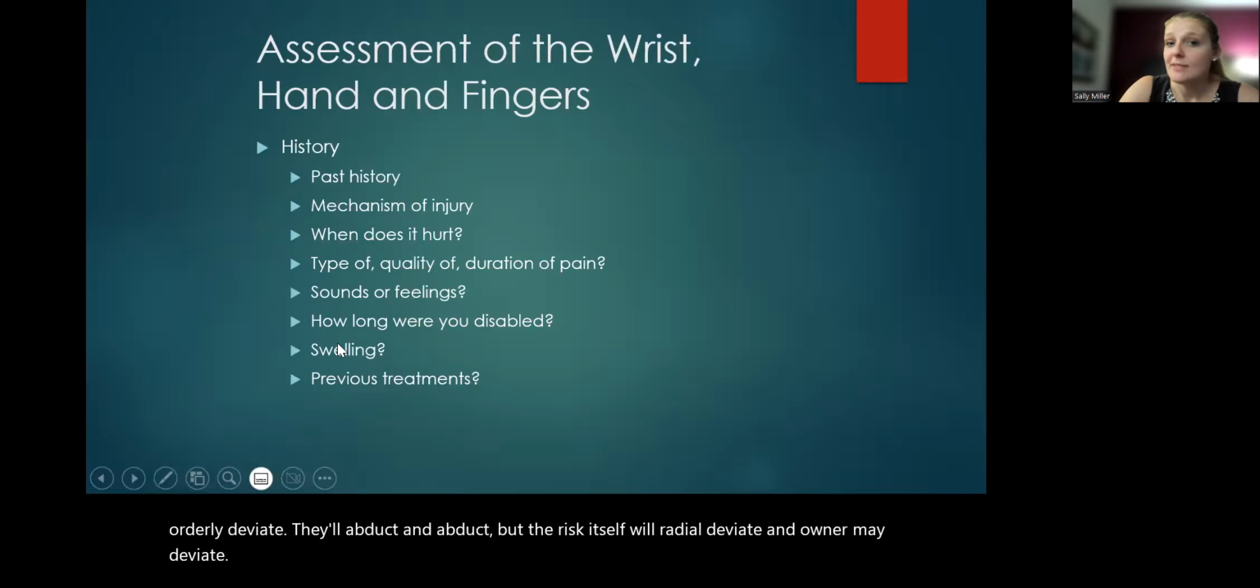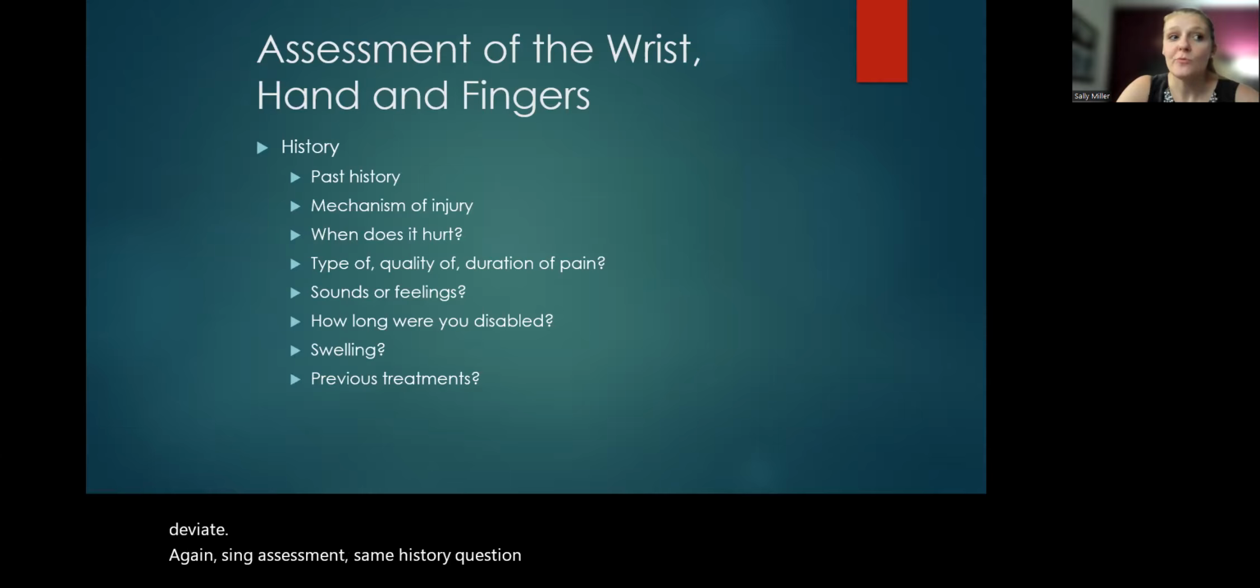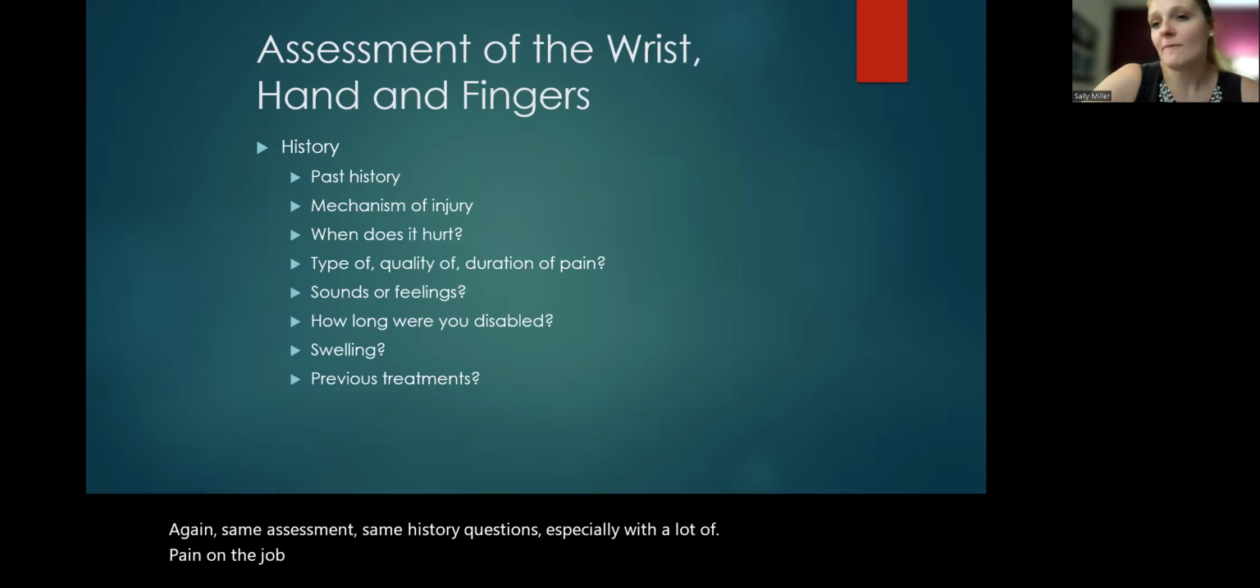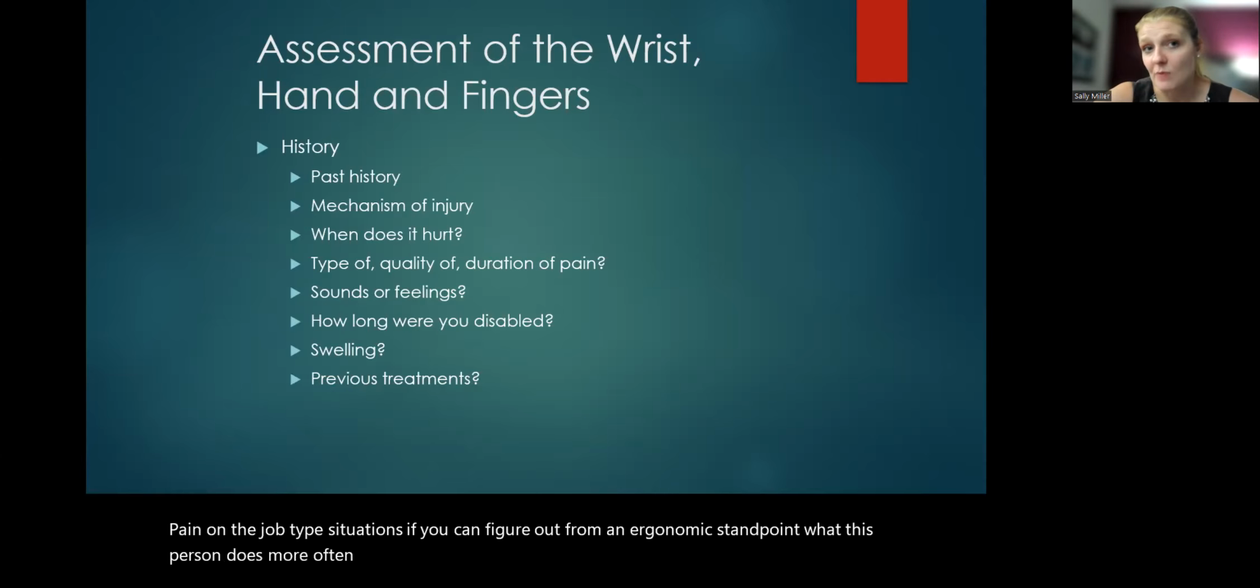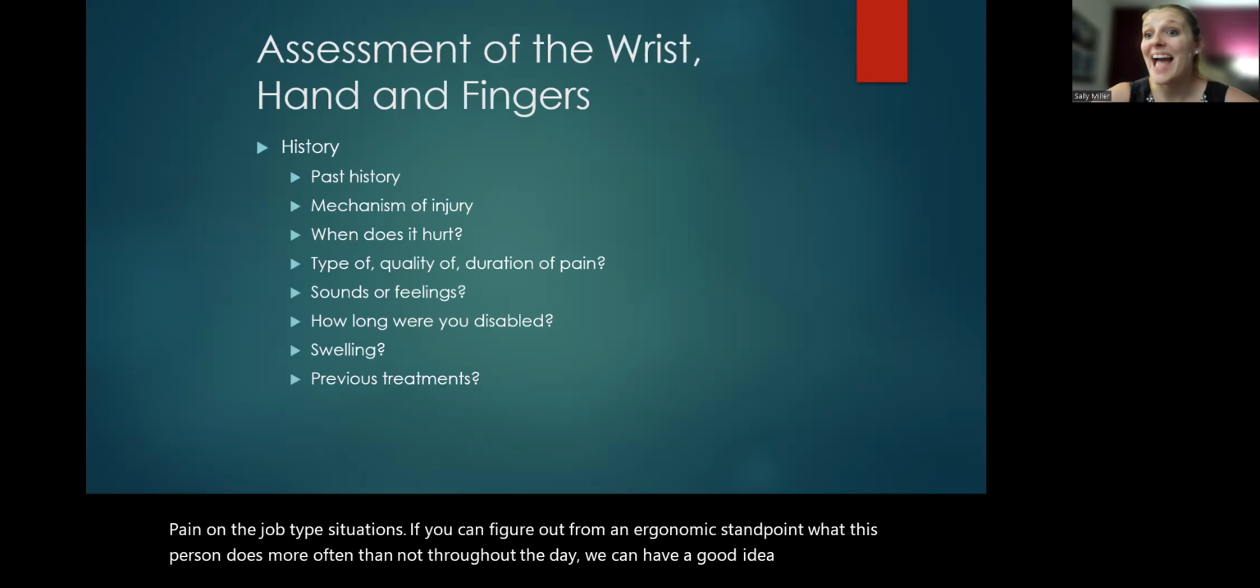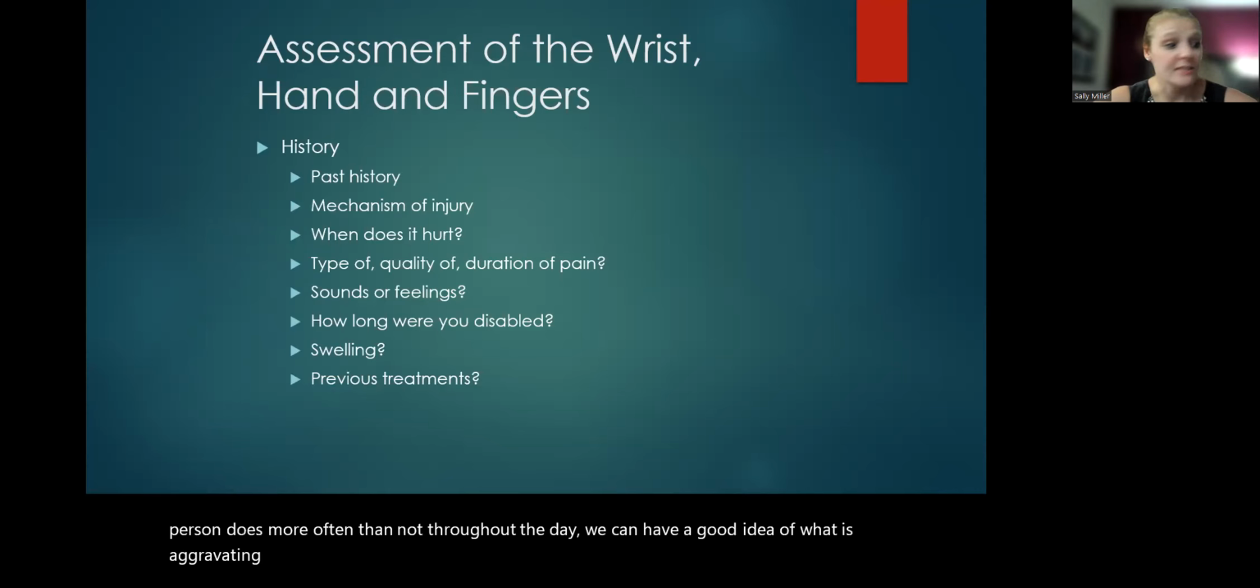Again, same assessment, same history questions, especially with a lot of pain on the job type situations. If you can figure out from an ergonomic standpoint what this person does more often than not throughout the day, we can have a good idea of what is aggravating those conditions.